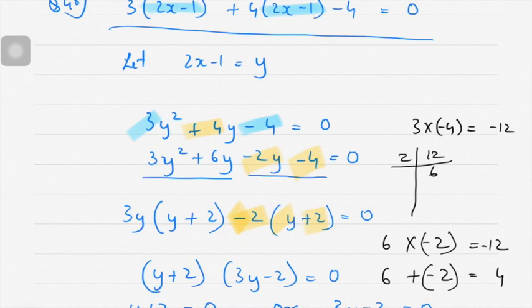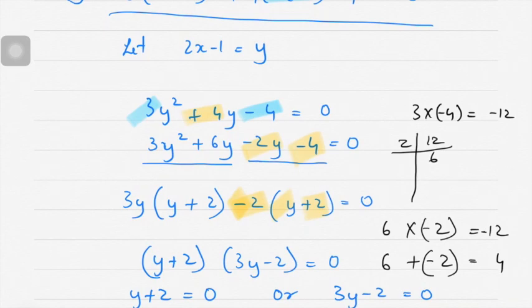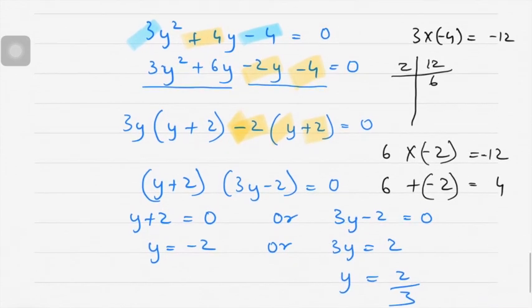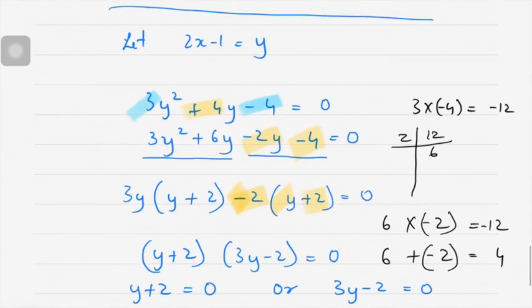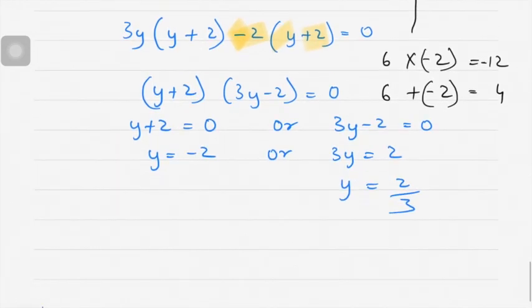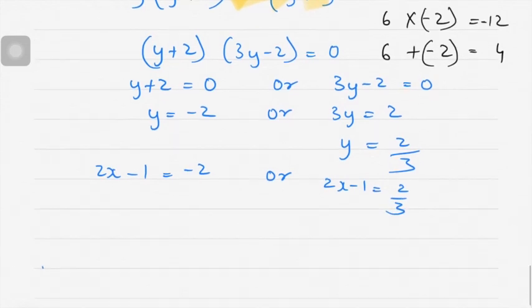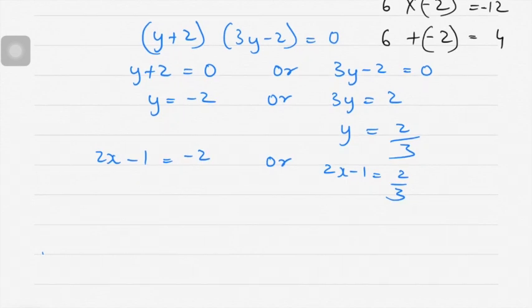But y is not there in the question. You have only substituted y. In the question it is x. You have to find the value of x, not the value of y. Now you will substitute, because you know the value of y. What is y? 2x minus 1 is y, correct? So 2x minus 1 is equal to minus 2 or 2x minus 1 is equal to 2 by 3.